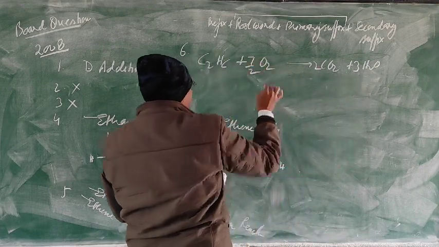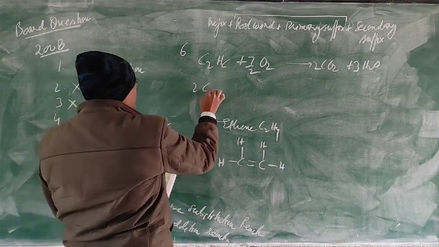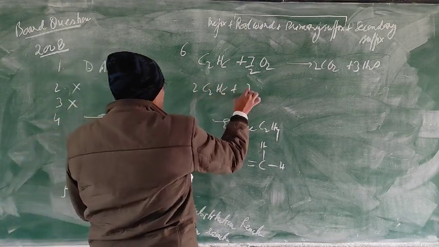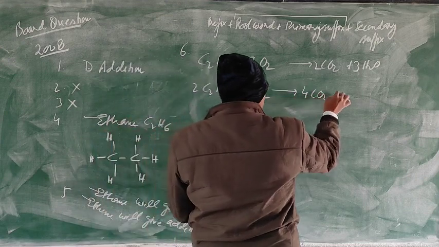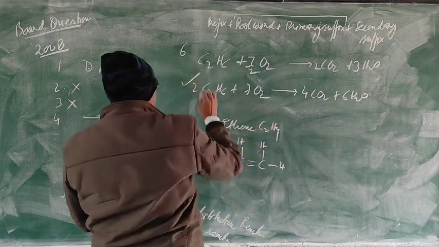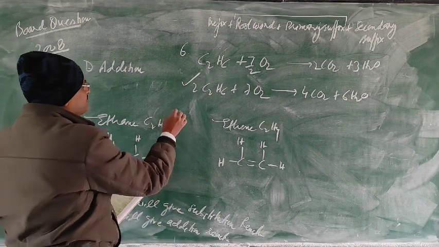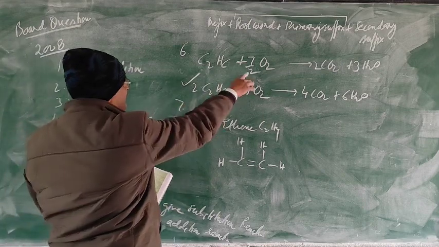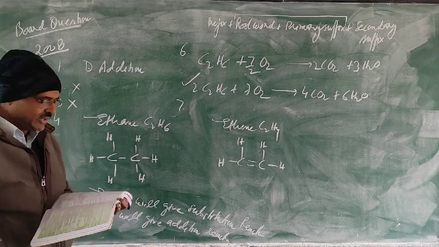So you can write 7 by 2, then multiply the whole equation by 2. Then 2 C2H6 plus 7 O2 will give 4 CO2 and 6 H2O. This way you have to write. How you are getting it is not the matter, but this is how you have to write. Don't write in the fraction way, otherwise you will not get the marks. We have to write whole numbers whenever we write a chemical equation.